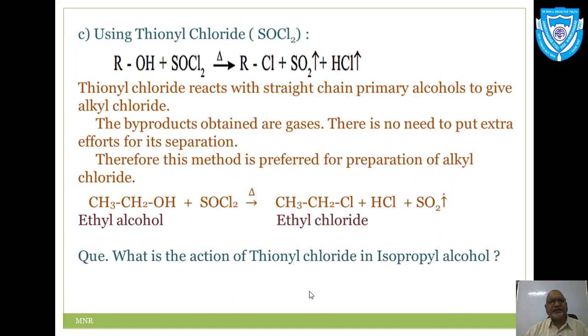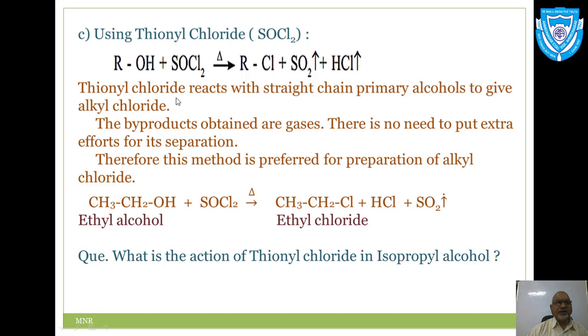The next method of preparation is by using thionyl chloride. Now in the earlier reactions, we could prepare alkyl halides having chlorine, bromine and iodine. But by this reaction, we can only prepare chloride derivatives. By using thionyl chloride, that is SOCl2, we take alcohol, ROH, treat with SOCl2, and we get RCl, that is alkyl halide, SO2 gas plus HCl gas.